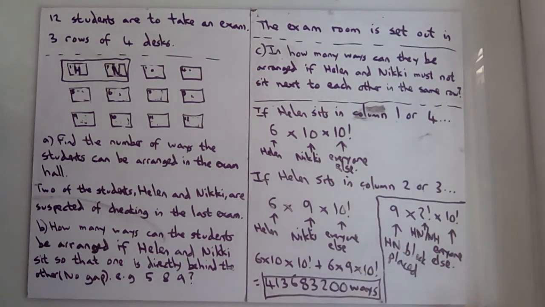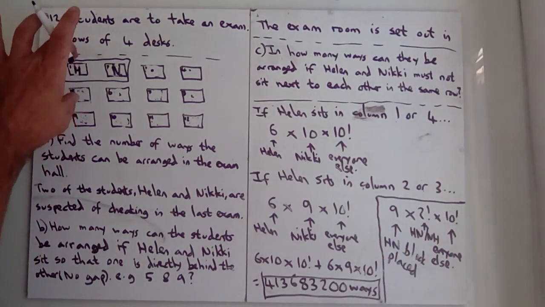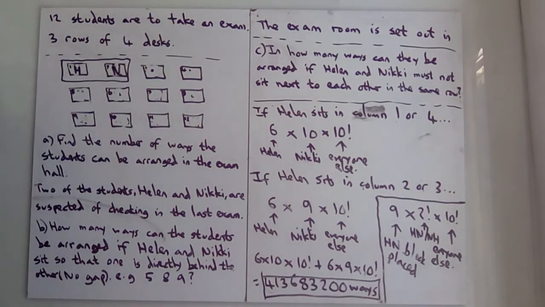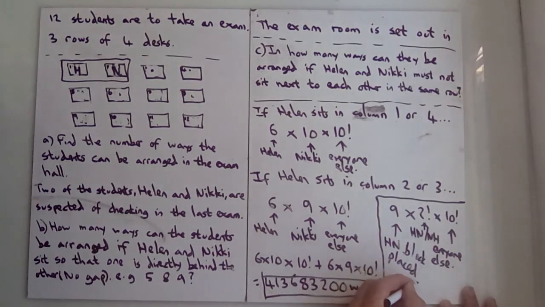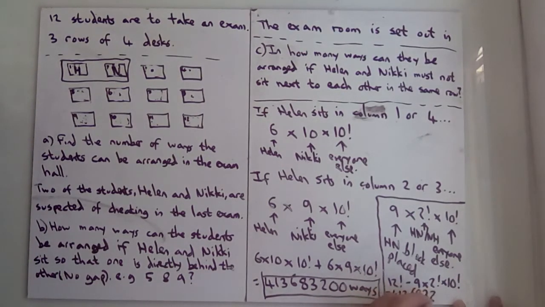And then different from part B. So part B, they actually did ask us about this HN block when they were sat behind each other. Here, they're saying this can't happen. So if it cannot happen, then we need to take away. So we need our initial answer from part A, which was 12 factorial. 12 factorial total ways these things can be arranged, minus 9 times 2 factorial times 10 factorial. And thankfully that still gives an answer of 413,683,200. So there's still that many ways.